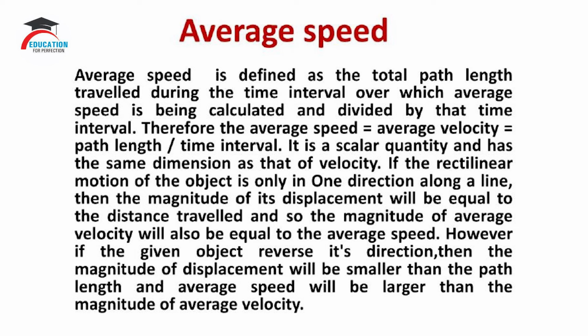If the rectilinear motion of the object is only in one direction along a line, then the magnitude of its displacement will be equal to the distance traveled, and so the magnitude of average velocity will also be equal to the average speed. However, if the given object reverses its direction, then the magnitude of displacement will be smaller than the path length and average speed will be larger than the magnitude of average velocity.